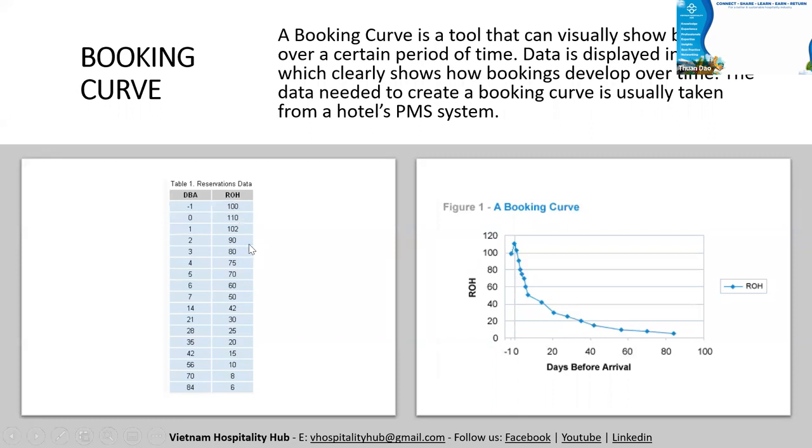All right, why do we need to measure this one? Because we need to understand how many reservations will be last-minute cancellation and no-show, so that we can play with the overbooking practice.